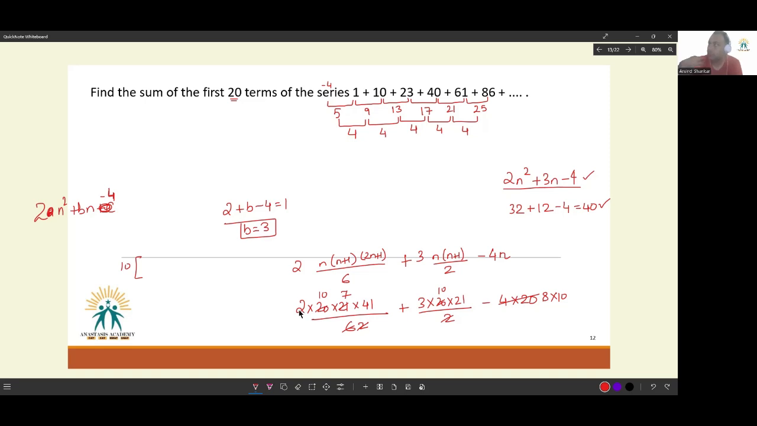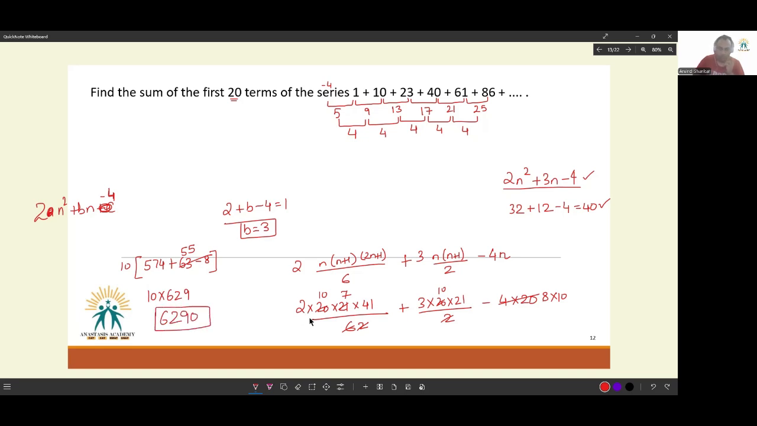287 into 2 will get me to 574. I will have 574 plus 3 into 21, 63, minus 8. 63 minus 8 gets me to 55. Okay. So I have 574 plus 55, 629. Or my final answer will be 6290.